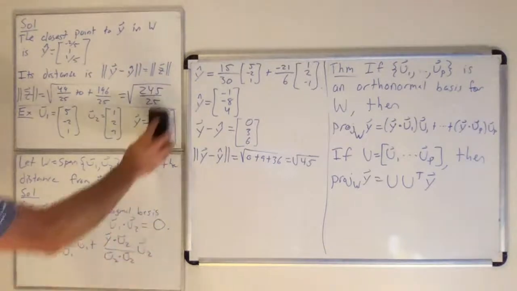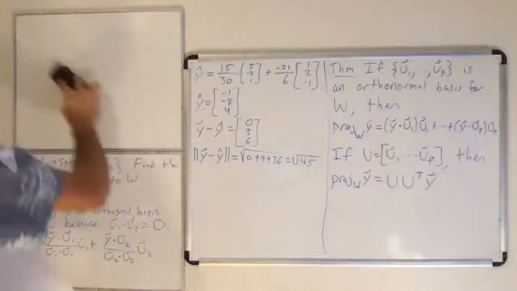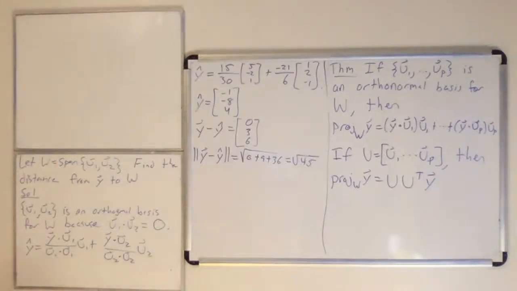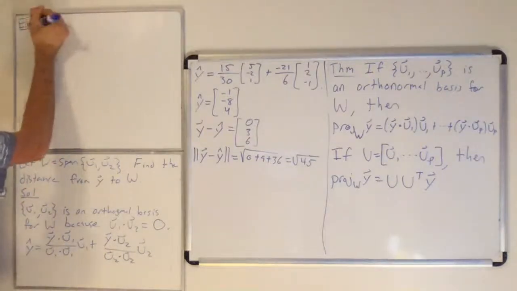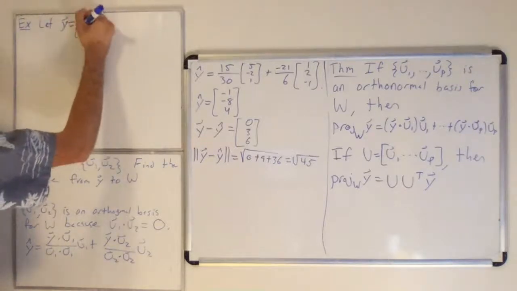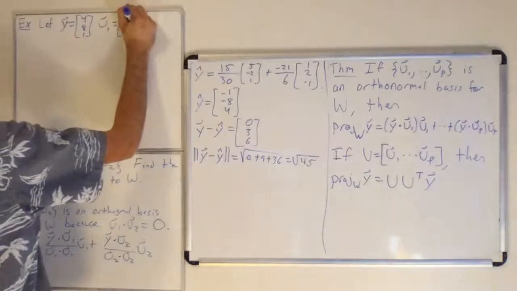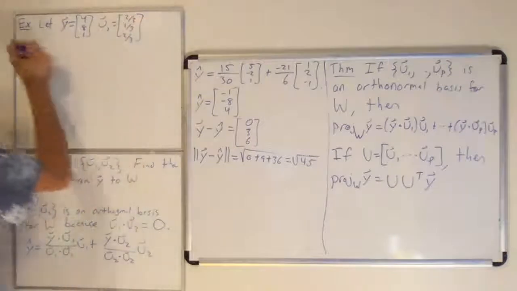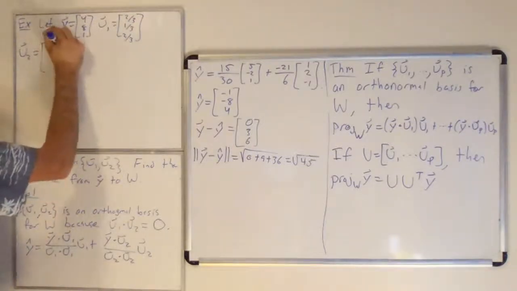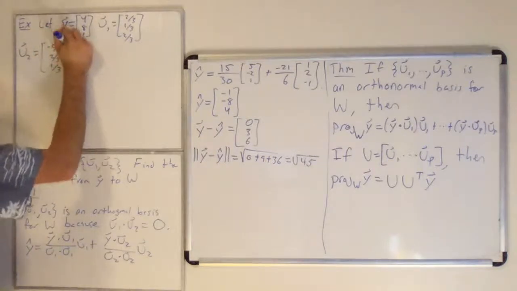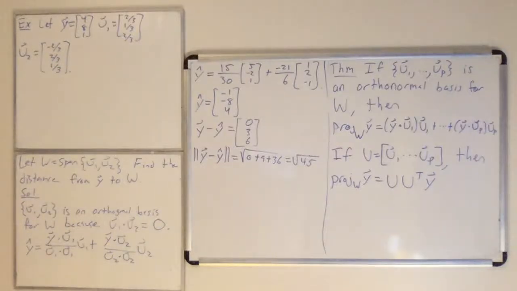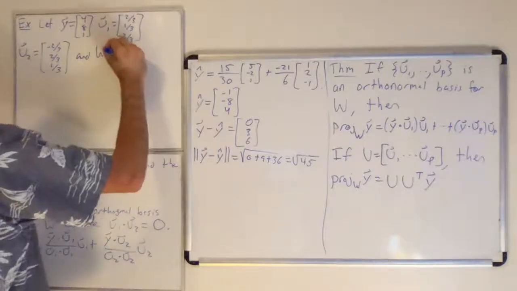So I'm going to write out an example. We're obviously not going to be able to finish it, but we could either start it tomorrow, or if I have time tonight, maybe I'll make a YouTube video for it. Okay, so we have y is the vector 4, 8, 1. u1 is the vector 2/3, 1/3, 2/3. And u2 is minus 2/3, 2/3, 1/3. And we'll let W equal the span.